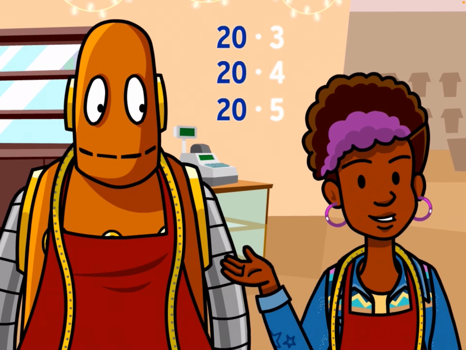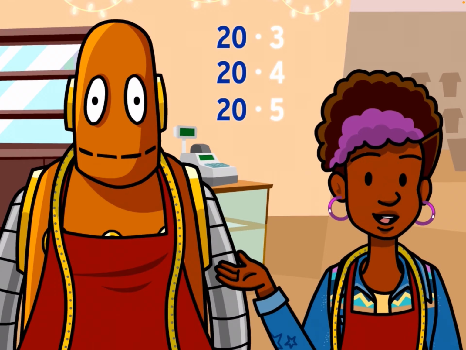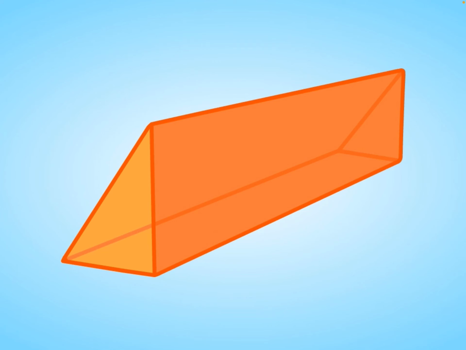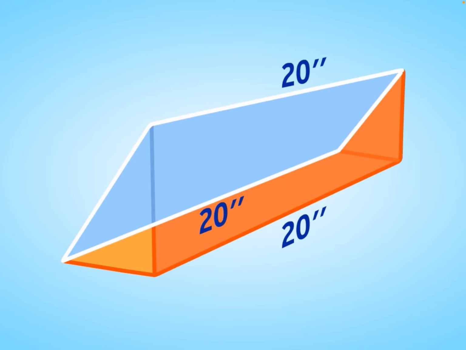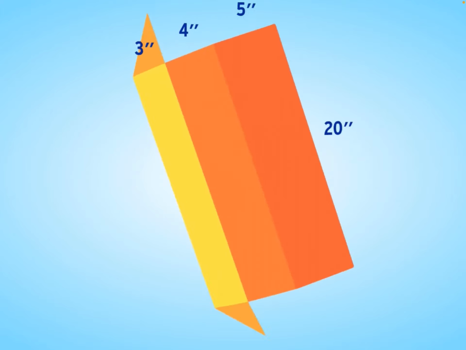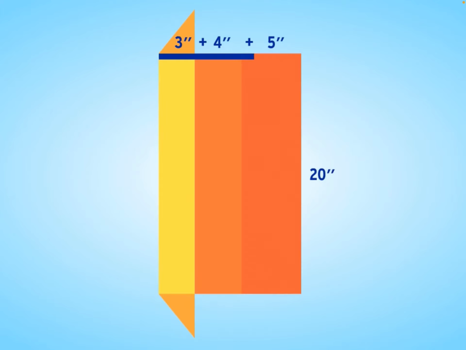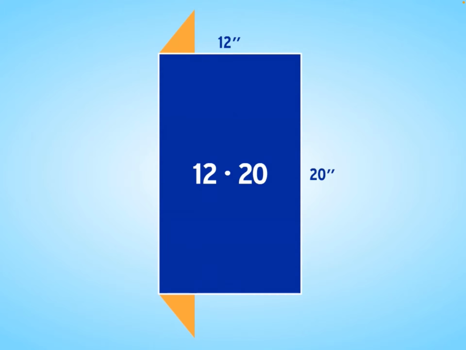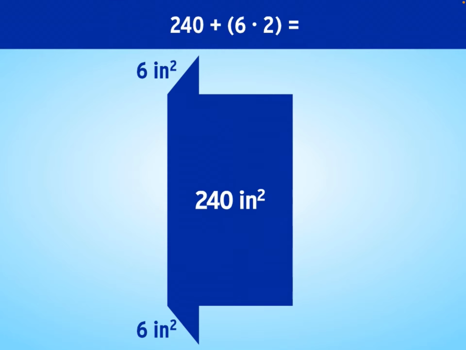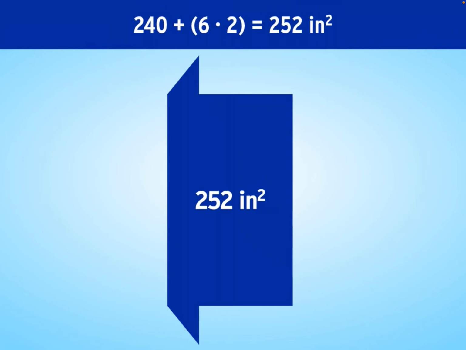Actually, yeah, we can calculate the non-base areas all at once. Since they all have the same length, they can unfold into one big rectangle, whose width is the perimeter of the base. So the area of those 3 faces is 240. Add that to the area of the 2 bases, and we get 252 square inches.